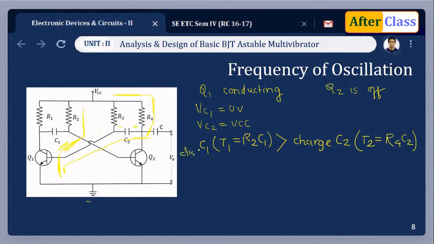So the discharge time of C1 will be greater as compared to the charging of C2. When C2 is fully charged, then the left plate of C2 will be at minus VCC. Switch off the transistor Q1, and when C1 is fully discharged, then the left plate of C1 will be at plus VCC, which will switch on the transistor Q2. That will be state 2.